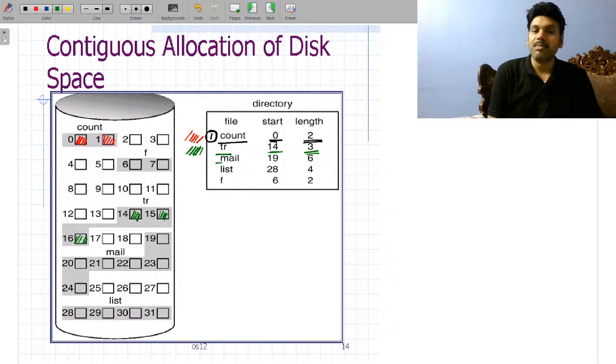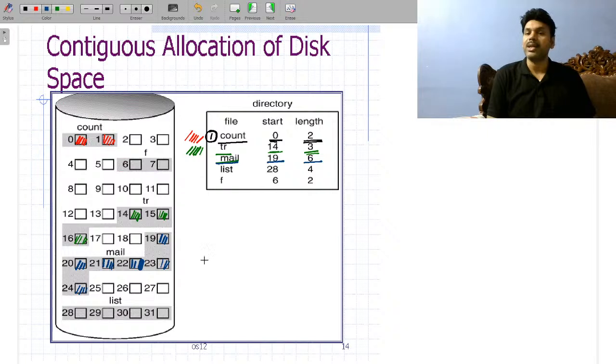Now you are asking for mail. The third record is mail. The starting block is 19 and it requires 6 blocks. So we move to 19 and see whether 6 blocks are freely available or not. Yes, freely available. Then immediately the allocation of your 6 blocks starts. Therefore, your records are stored exactly in these blocks only, as these blocks are dedicated to that particular file.